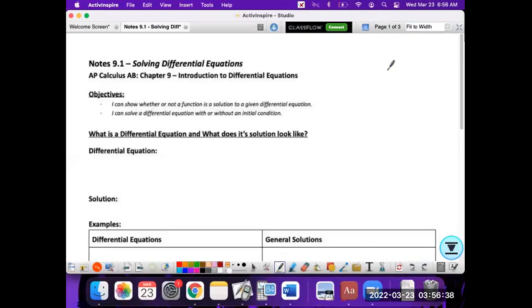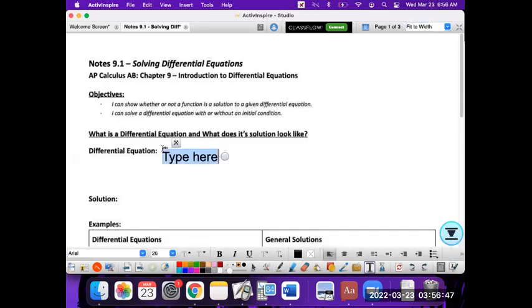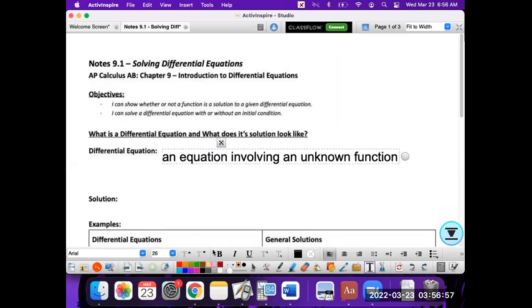Hey, everybody. So in this set of notes, we are going to be talking about differential equations. What is a differential equation, you might ask? Well, it's an equation that involves an unknown function, which is the function that we want to solve for. And we'll call that unknown function y. It could be any function. You could label it however you want. We're just going to call it y.